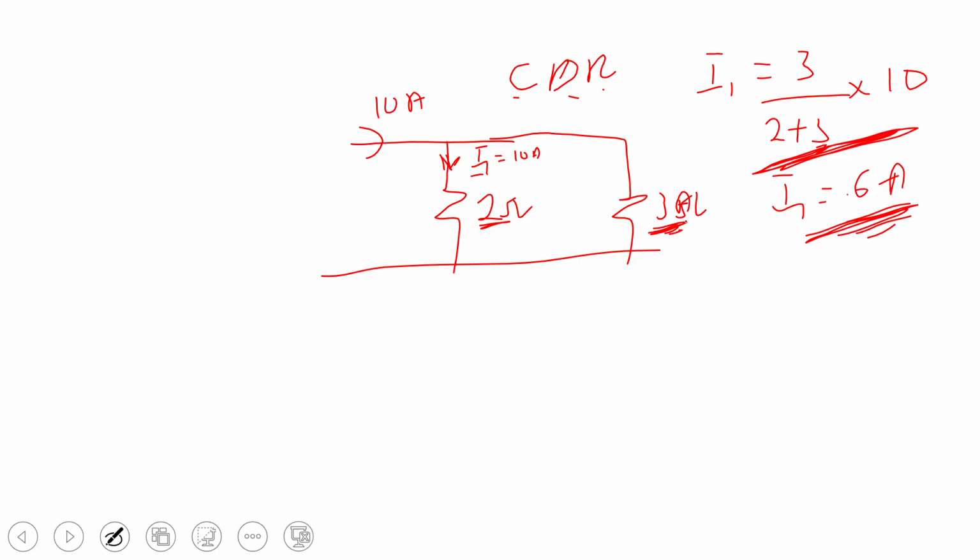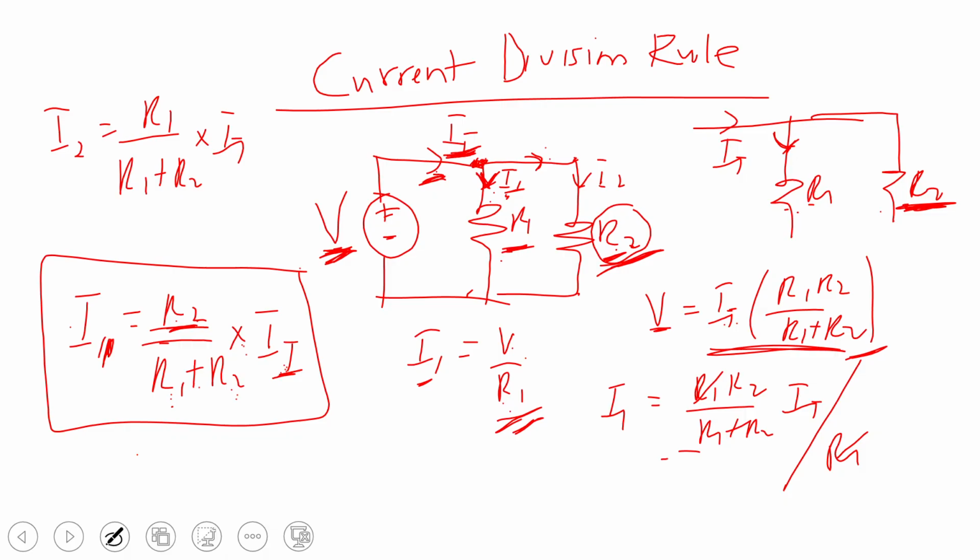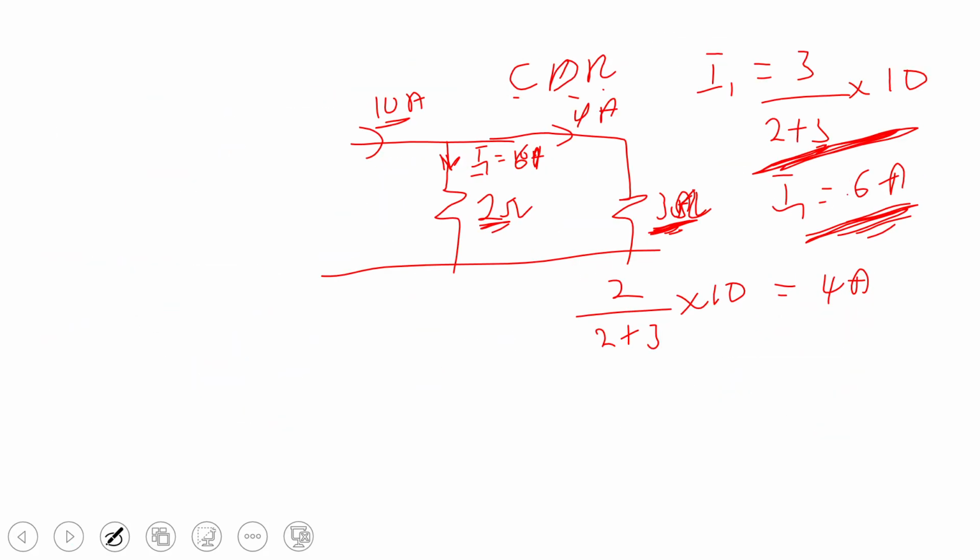So if I want to know how much will come to this 3 ohm resistor, it is going to be 2, the other resistor, over their sum times the total current. Realize that you're going to get 4 amps. So when this 10 amp gets here, 6 amps comes here, and then the rest, 4 amp, comes here. So this is basically the current division rule. If you have two resistors and you know the total current, the current in one is the other resistor over their sum times the total current.